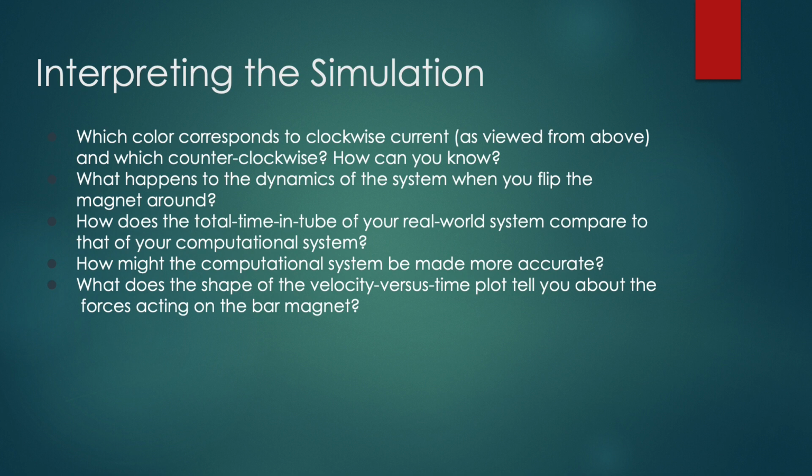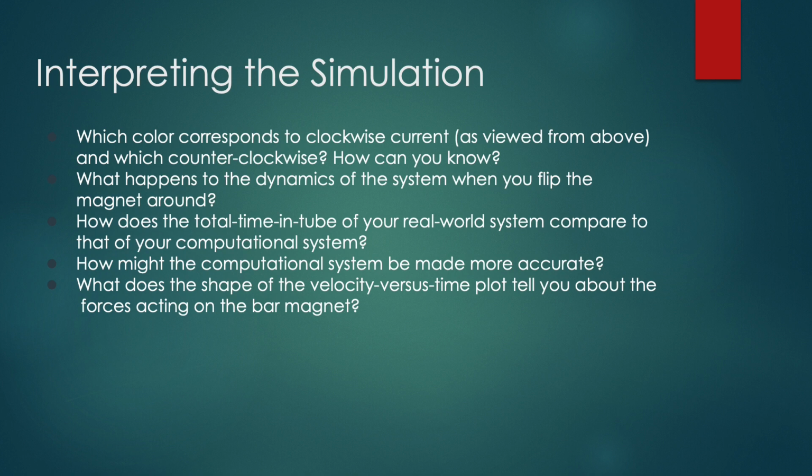So now let's interpret the simulation model. The color on the tube indicates the current flowing in the ring. Red indicates counterclockwise and blue clockwise rotation according to Lenz's law. If we flip the magnet, nothing would happen, but the current would flip and flow in opposite directions to what we see now. The total time in the system, in the real world, ended up being less than in the computational model. However, to make the model more accurate, we could simply split the tube into more rings and take into account air resistance.